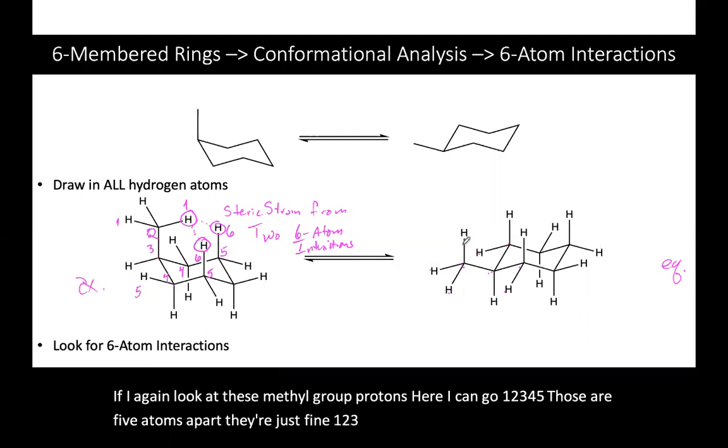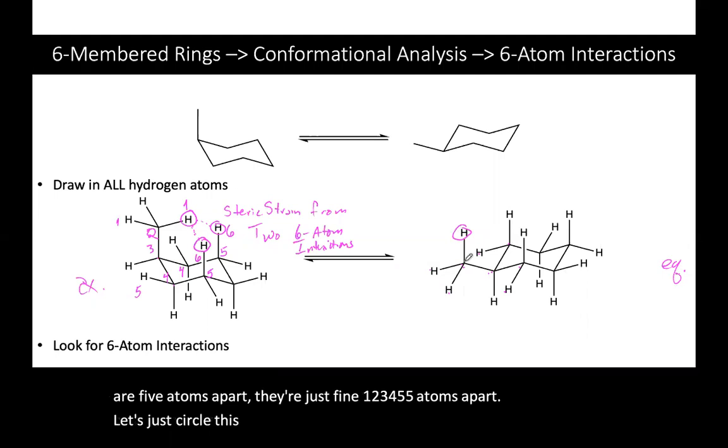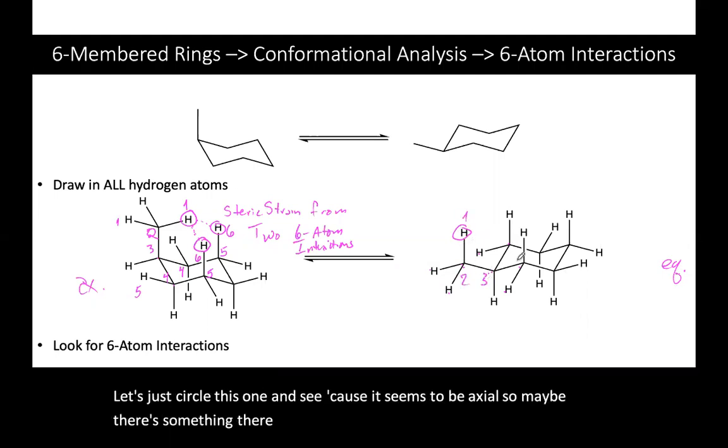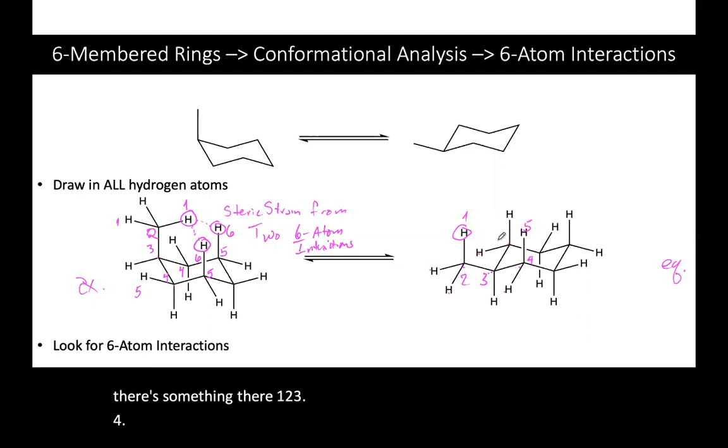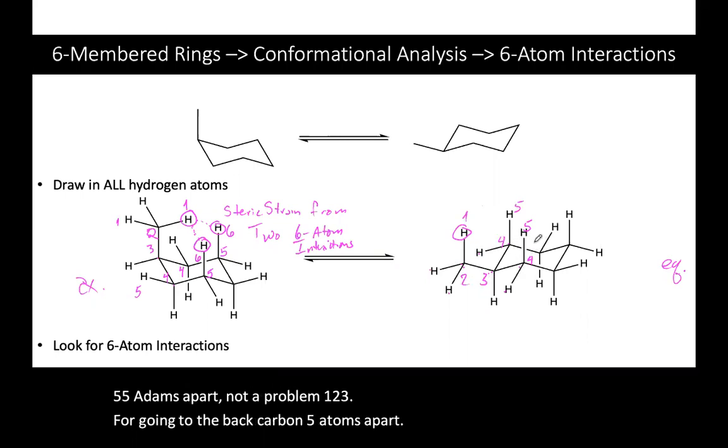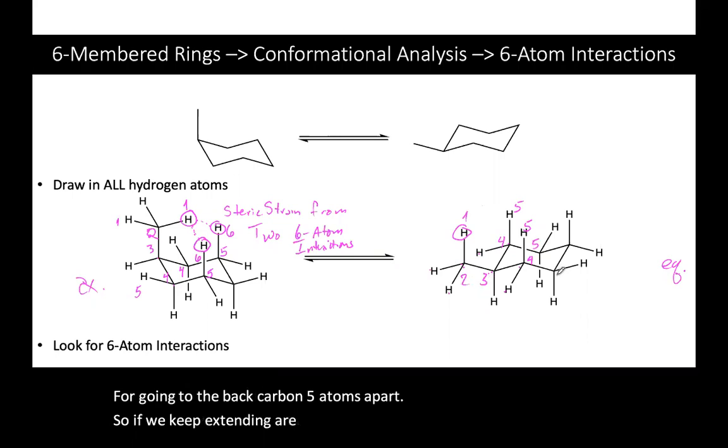5 atoms apart. Let's just circle this one and see, because it seems to be axial, so maybe there's something there. 1, 2, 3, 4, 5. 5 atoms apart, not a problem. 1, 2, 3, 4, going to the back carbon, 5 atoms apart. So if we keep extending our counting here, here's carbon 5 atoms away.